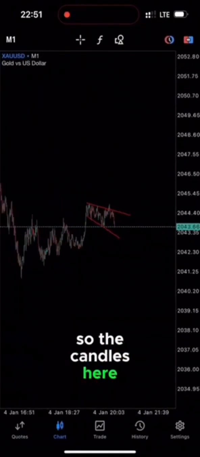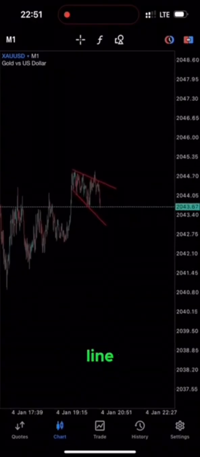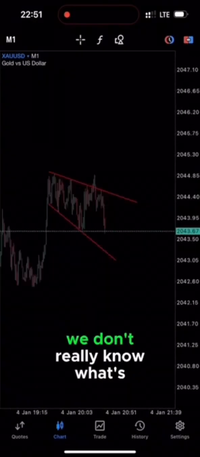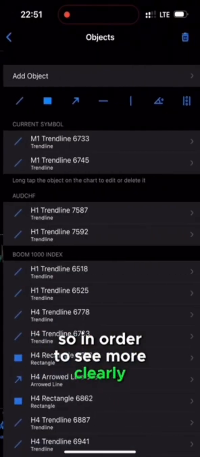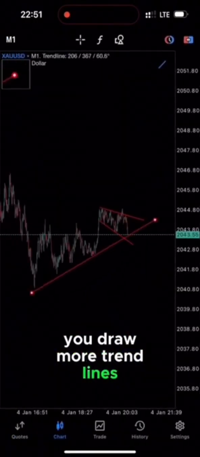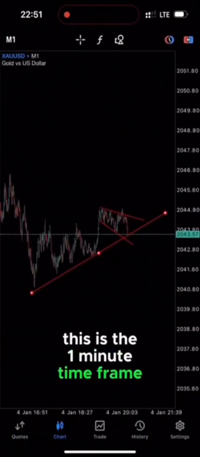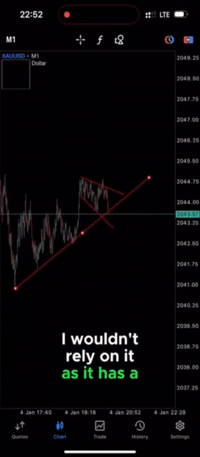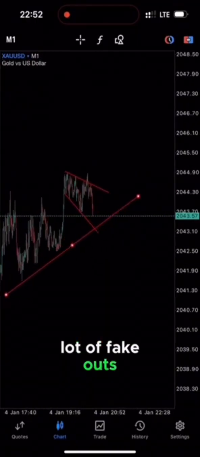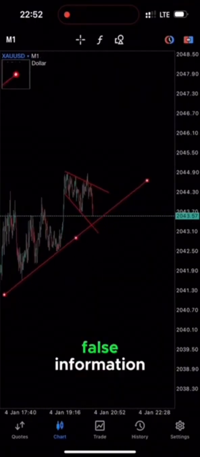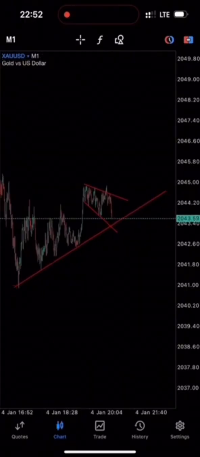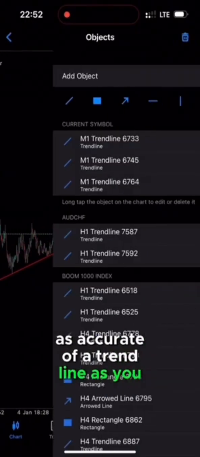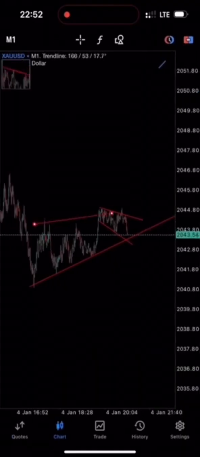So the candles here are rushing to go touch the trend line, but after that we don't really know what's about to happen. So in order to see more clearly, you draw more trend lines. This is the 1 minute time frame. I wouldn't rely on it as it has a lot of fake outs, so you'll be given a lot of false information. So you need to draw as accurate of a trend line as you can draw.